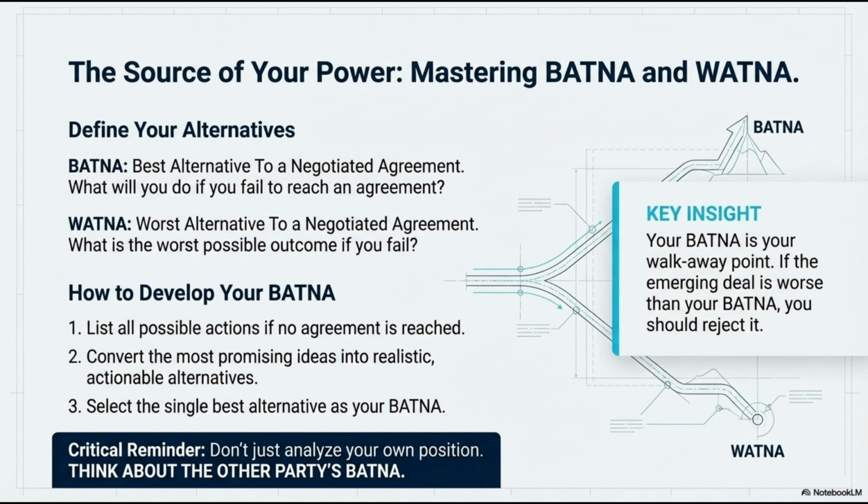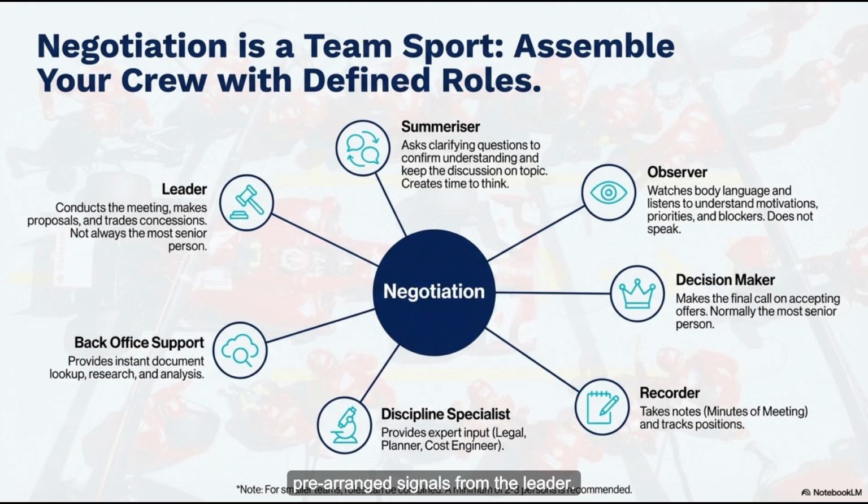So who does the talking? That's the leader. They conduct the orchestra, basically. They make proposals, trade concessions. But, and this is important, they might not be the most senior person there. Why not? Because seniority can come with ego, with an emotional investment. The decision maker, who is usually the most senior, should ideally stay quiet. They just give the final yes based on prearranged signals from the leader.